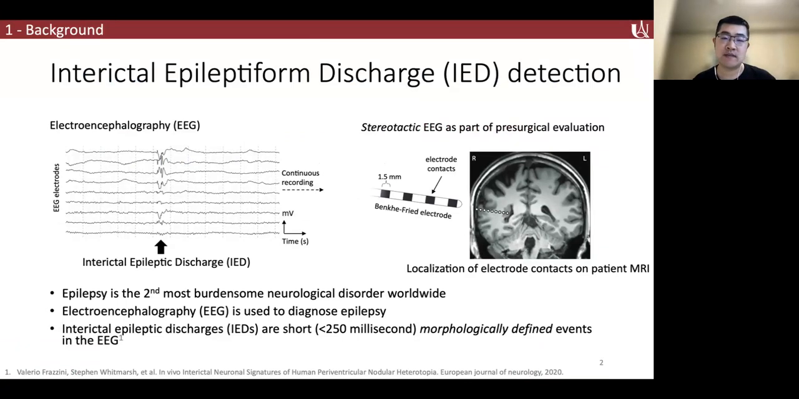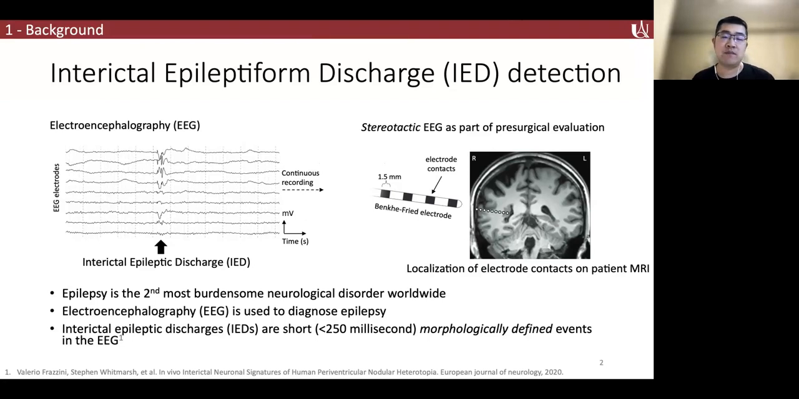On the left side of the figure, we are showing an example of the IED pattern in the EEG dataset. Basically, we are detecting IED from multi-channel EEG series. It is recorded as we show on the right side of the figure. We insert an electrode into the brain of the patient, each electrode has multiple contacts, and each contact collects the signal for each channel of the data we saw on the left side.